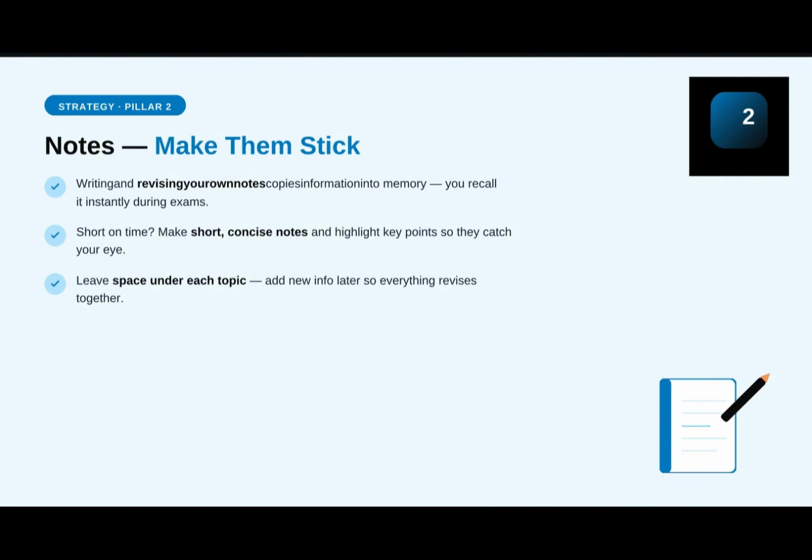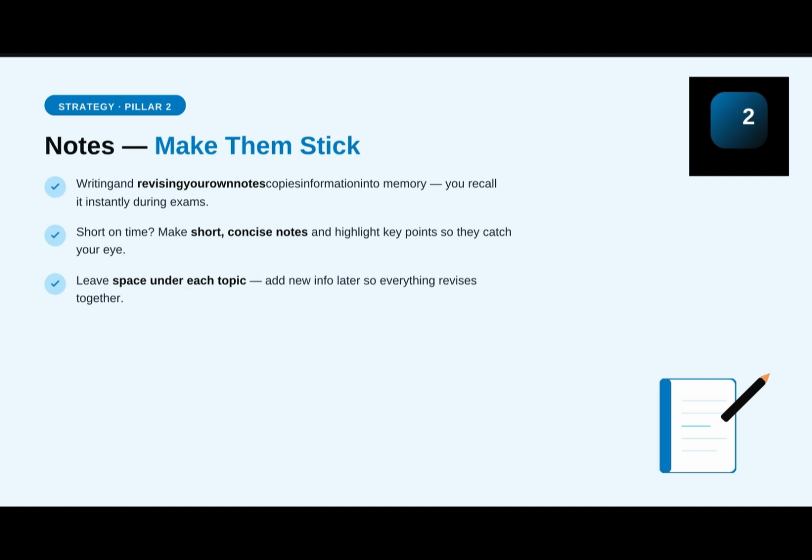One more tip I would like to share here. Whenever you make notes, leave some space after each topic. That is because whenever you come across new information later while solving questions or watching some videos, you can add it right under the topic, and it will get revised together when you are revising your notes.